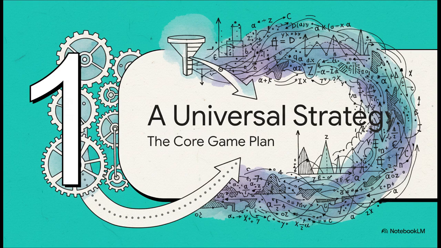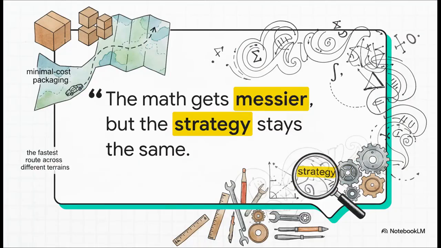Before we even touch a single number, we need to get our core game plan down. This is a universal strategy, and believe me, it works every single time, even when the math starts to look a little messy. And here's why this is so important. Optimization is literally everywhere. From figuring out the cheapest way to make packaging to finding the absolute fastest route somewhere. The math might get wild, but the strategy stays the same. That's the whole challenge and the promise of this.